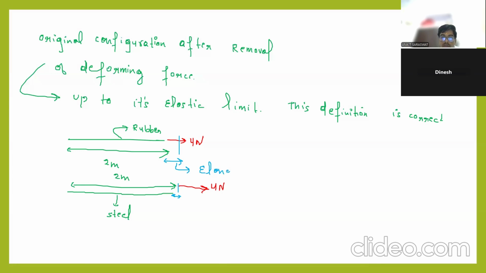Why is it elongated more? If you apply 4 Newton on rubber, and 4 Newton on steel, steel has less elongation because steel has more elasticity. A steel body has more tendency to oppose any change in its shape and size. And even if you remove this deforming force, this is what 4 Newton is.